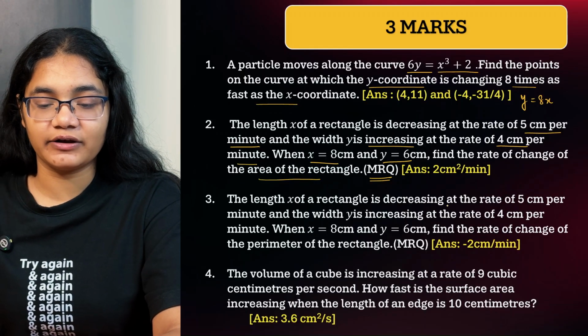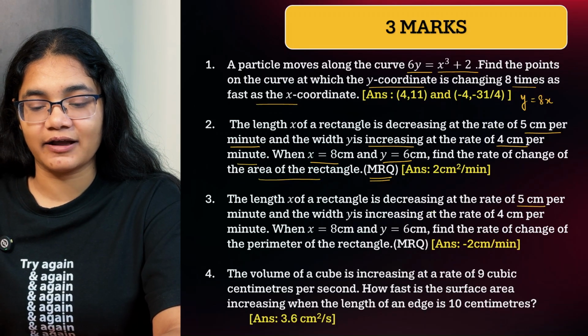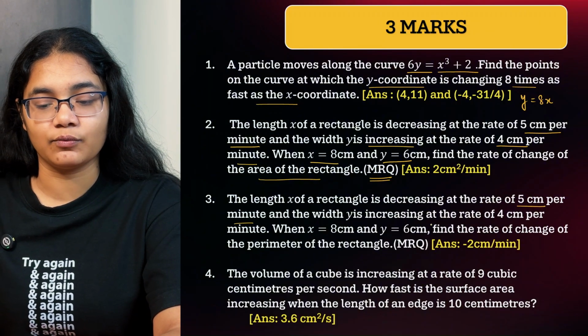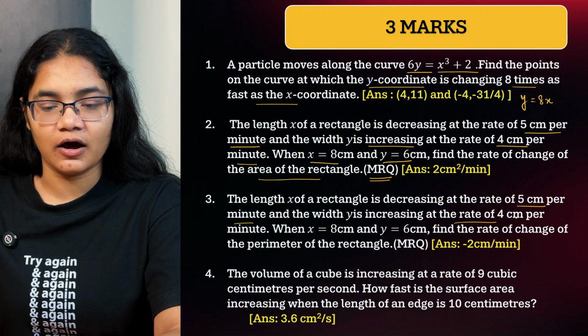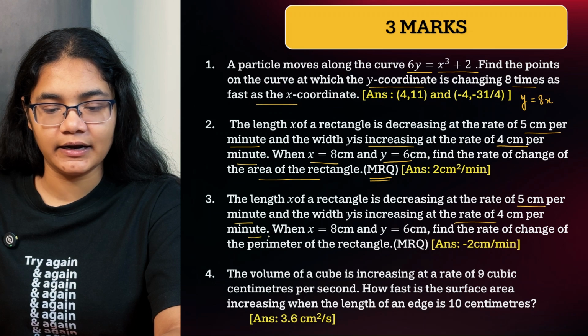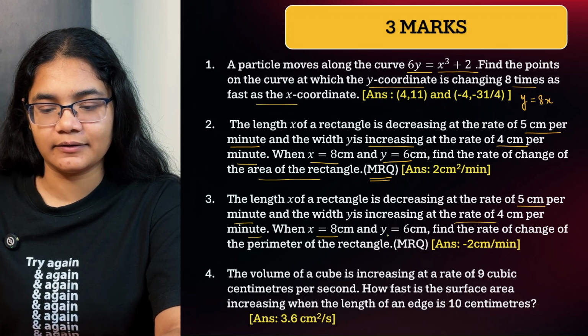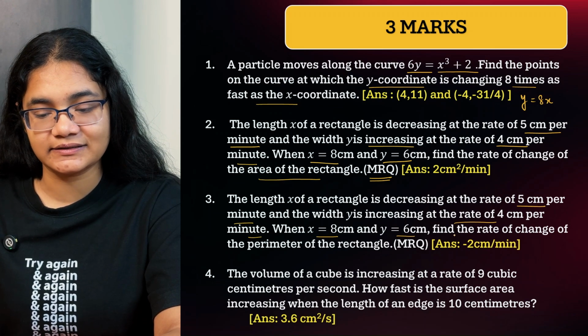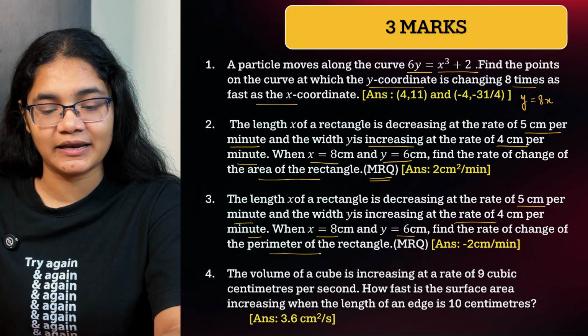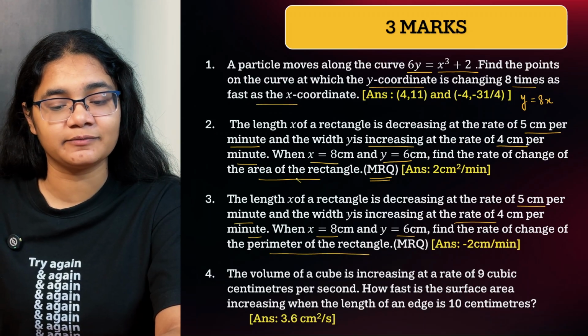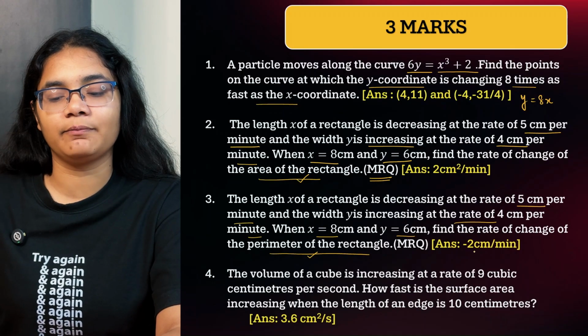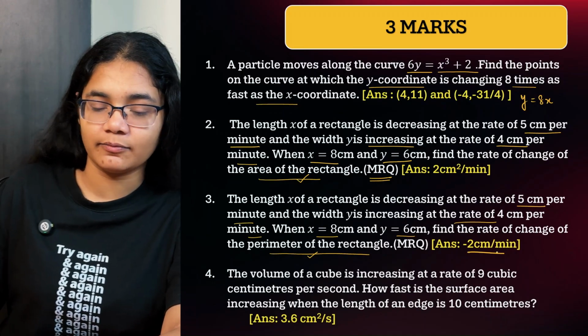Next, the length x of a rectangle is decreasing at the rate of 5 centimeter per minute, and the width y is increasing at the rate of 4 centimeter per minute. When x is equal to 8 centimeter and y is equal to 6 centimeter, find the rate of change of perimeter of the rectangle. This was with respect to area. This is with respect to perimeter. Answer is minus 2 centimeter per minute.